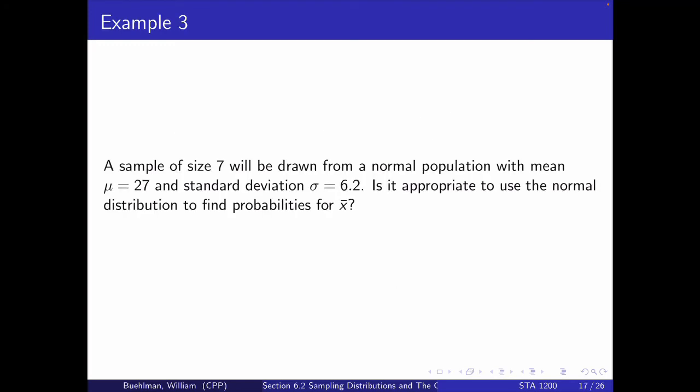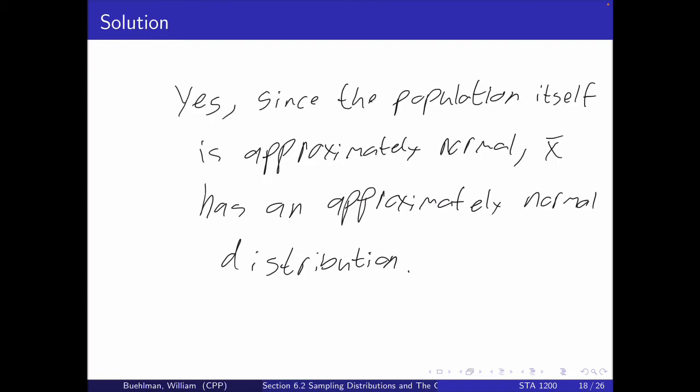Example 3. A sample of size 7 will be drawn from a normal population with mean mu equaling 27 and standard deviation sigma equaling 6.2. Is it appropriate to use the normal distribution to find probabilities for x bar? Here, there are two things we have to remember. With the central limit theorem, you have n greater than 30 or the population comes from approximately normal. In this case, our sample size was not greater than 30. But since the population it came from was approximately normal, we know that x bar will be approximately normal, and that is appropriate, so yes, we can use the central limit theorem.